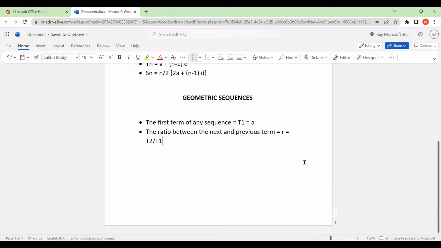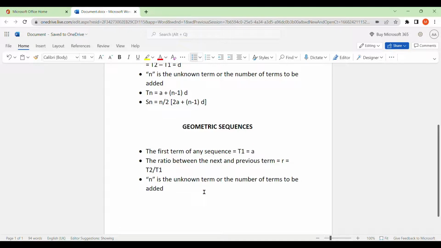And we're done with the arithmetic sequences. Let's move on to the geometric sequences. So similarly, the first term of any sequence is term 1, which is equal to a for geometric sequences as well. The ratio, however, between the next and the previous term, we denote by r, which is equal to term 2 divided by term 1. And keeping in mind the ratio between every term in a geometric sequence also remains constant, or you can say the ratio is common. n is again the unknown term or the number of terms to be added in a geometric sequence as well.